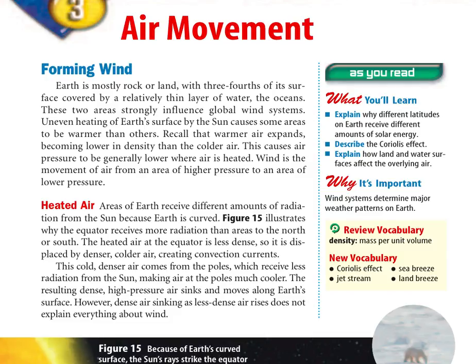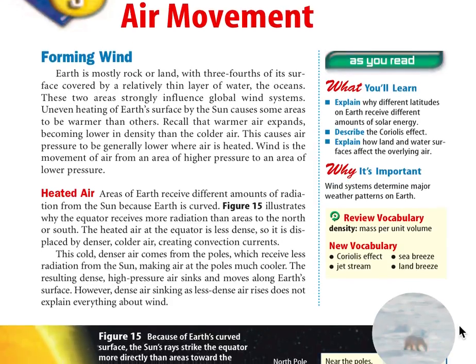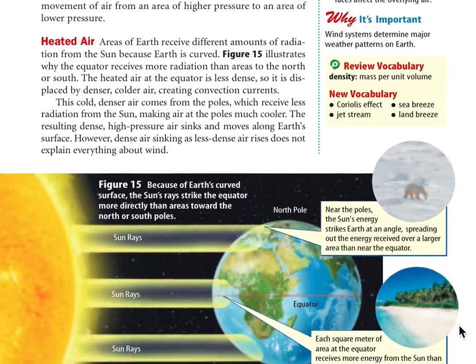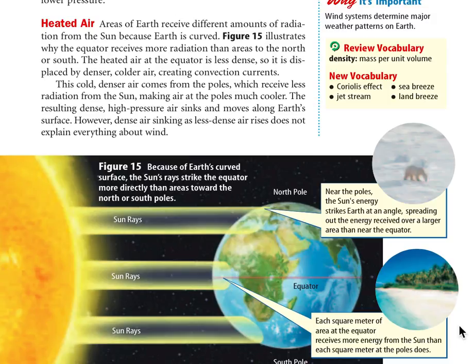Heated air. Areas of Earth's surface receive different amounts of radiation from the sun because the Earth is curved. Figure 15 illustrates why the equator receives more radiation than areas to the north or south. The heated air at the equator is less dense, so it is displaced by denser, colder air, creating convection currents.